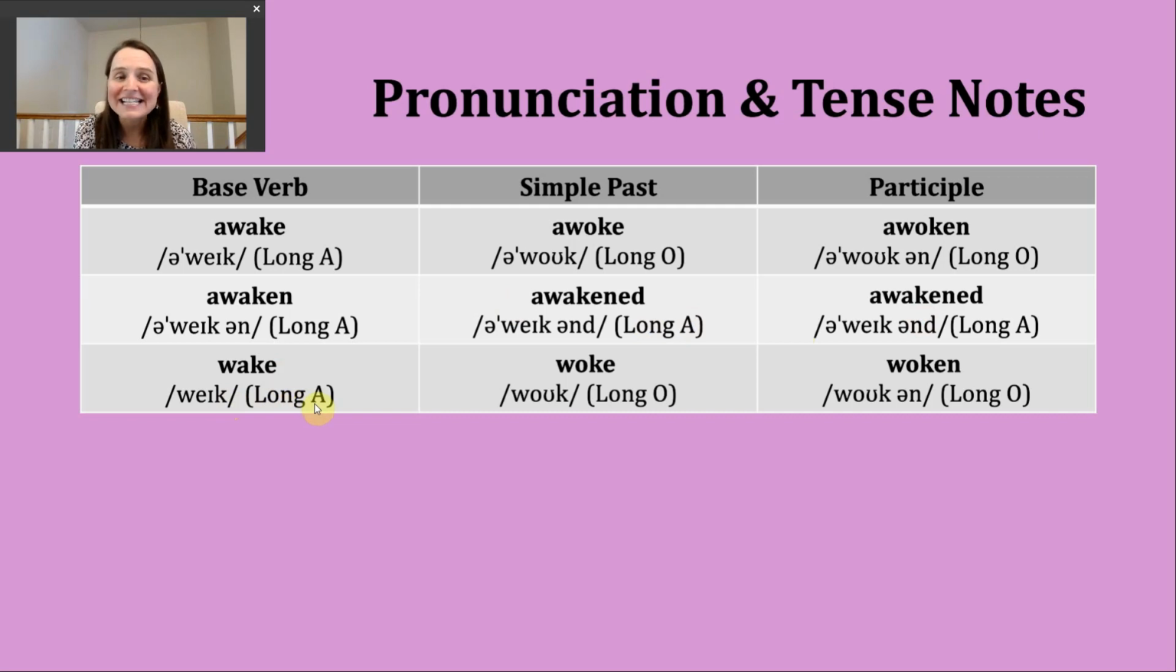And then our third verb, wake, also has, it's one syllable. It has a long A sound in there, and it's irregular, and it follows the same spelling and pronunciation changes like the verb awake. So in the past tense here, we have woke, so long O sound there, and then in the participle form, woken. Again, another long O.